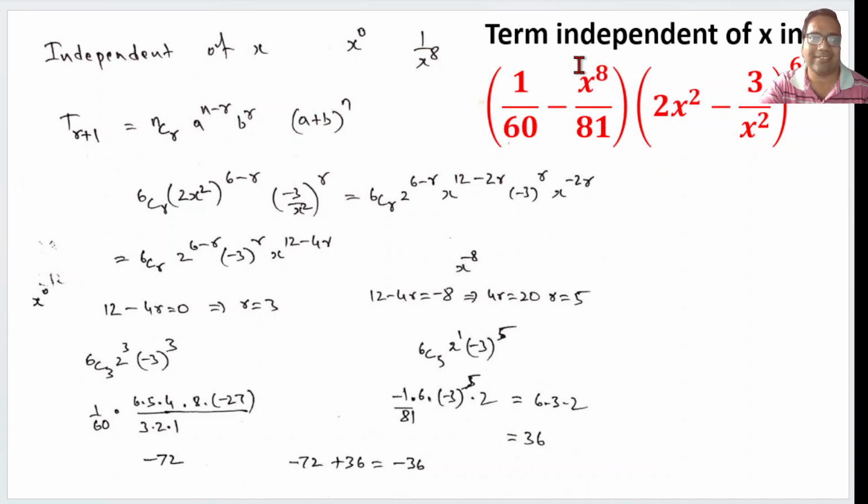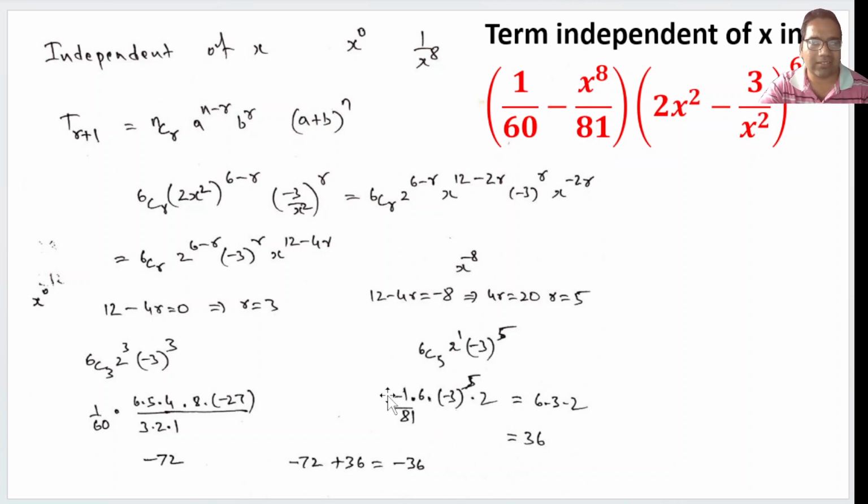Right? We have to multiply this with minus 1 by 81 also. Right? Minus 1 by 81 x power 8, and here x power minus 8 will come. Both will cancel each other. So we'll be left with this one. Right? 6c5 into 2 power 1 minus 3 power 5. Minus 3 power 4 is 81. Right? 81 will go in this minus 3 power 5, and we'll be left with 1 minus 3.